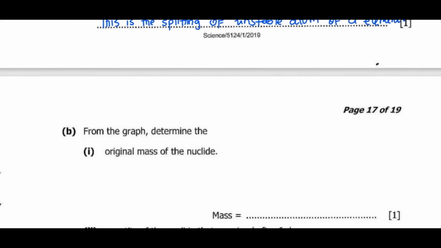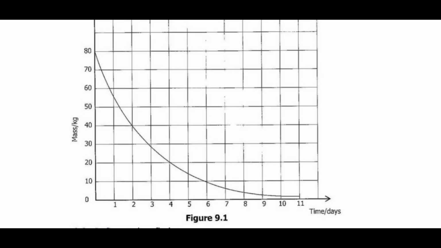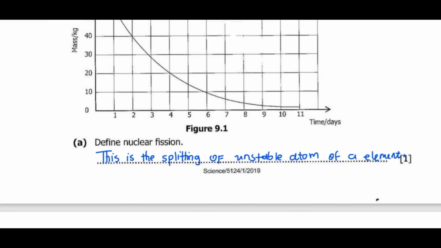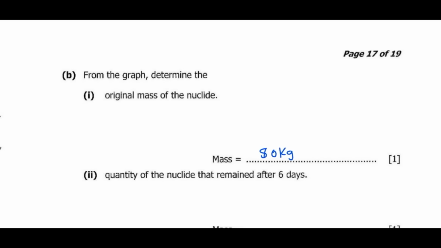Then from the graph, determine the original mass of the nuclide. So before it started decaying. So how do you get that? Mass is on the y-axis. So the point where this curve is touching the y-axis indicates the original mass. So this is how you get the original mass. So our original mass is equal to 80 kg.